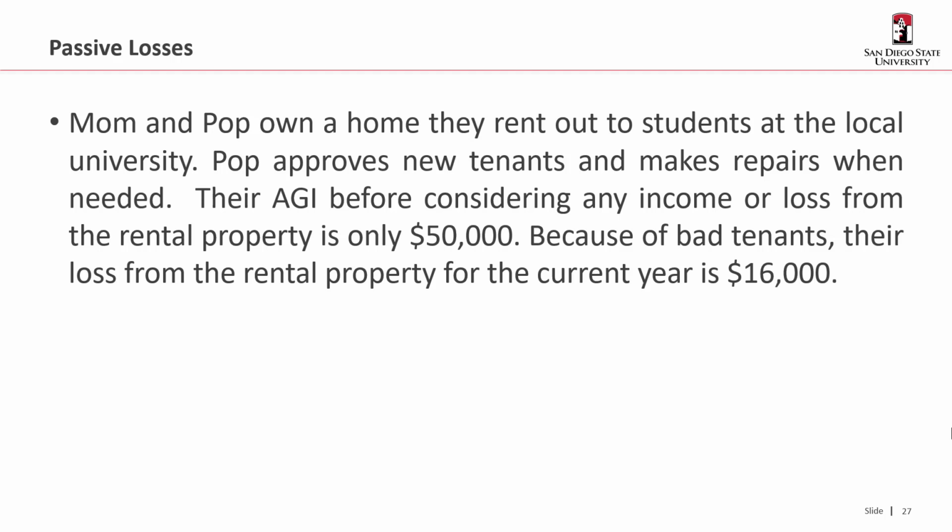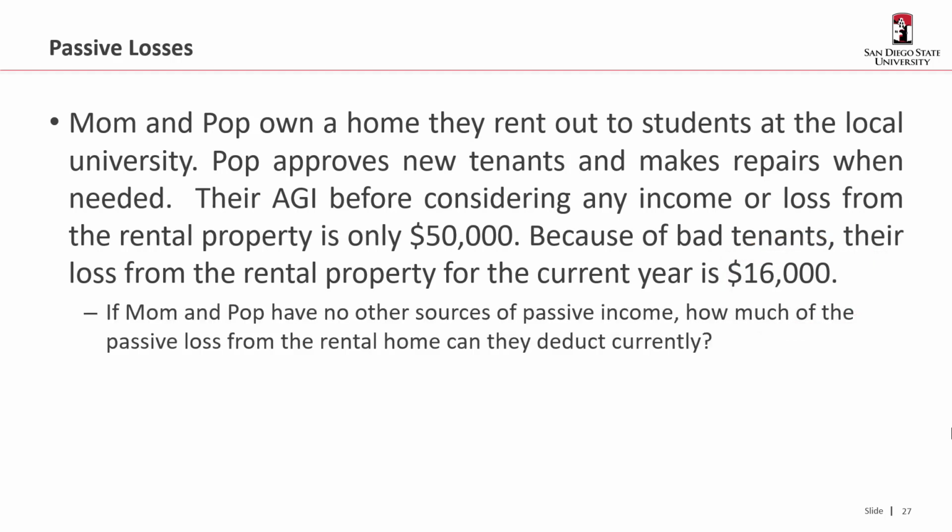Let's talk about mom and pop. Mom and pop own a home they rent out to students at the local university. Pop approves new tenants, makes repairs when they're needed. Mom and pop's AGI before considering any income or loss from the rental property is only $50,000. However, in the current year, because they had a batch of bad tenants, their loss for the rental property for the current year is $16,000. So if mom and pop have no other sources of passive income, how much of that loss can they deduct currently? And of course, the answer is 0.